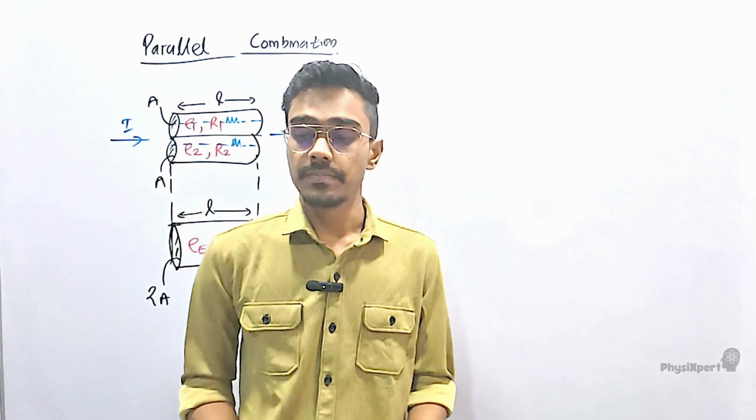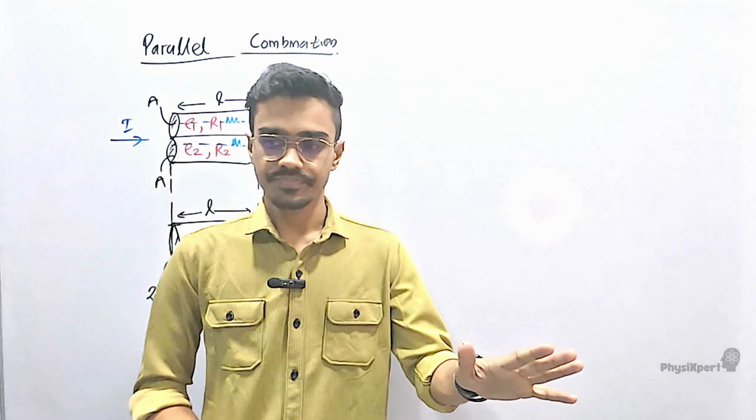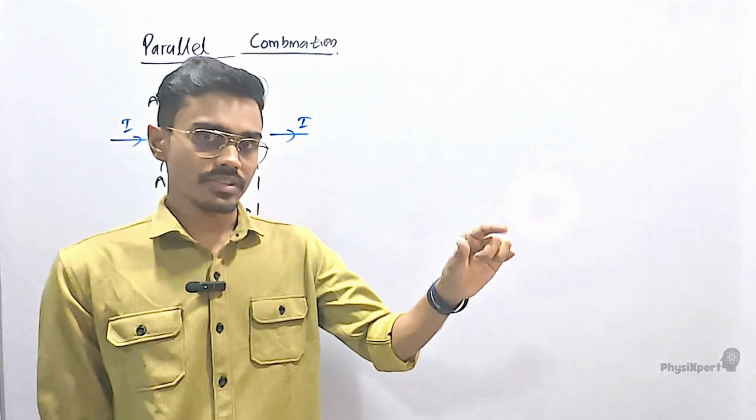So we know in parallel combination currents are different. But considering those different currents, we have proved an equation for resistance in the previous video. Now again we are going to reuse that idea. If these resistors are R1 and R2 in parallel combination, we know the equivalent resistance Re comes as 1 over Re equals 1 over R1 plus 1 over R2.